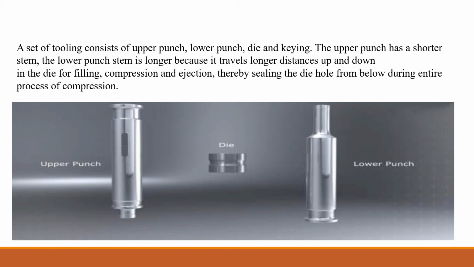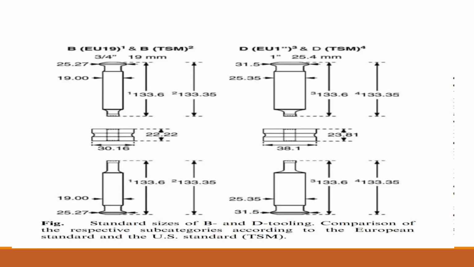So what does it do? It consists of an upper punch, lower punch, die, and king. The upper punch has a shorter stem. The lower punch stem is longer because it travels a longer distance up and down in the die for filling, compression, and ejection of tablets, thereby sealing the die hole formed below during the entire process of compression. Next, this diagram explains the tablet tooling from B, D, DB, all those things.